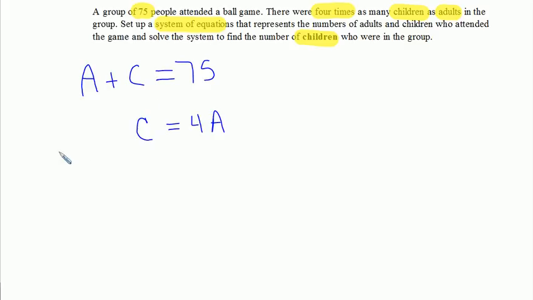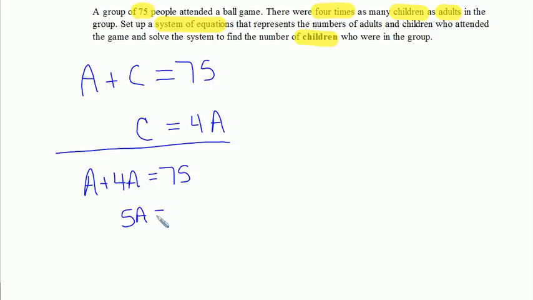So this works out. One of the easiest ways to solve this by hand is just to use substitution. C is equal to 4a, so let's go ahead and put 4a into this equation for C. So a plus 4a has to be 75. A plus 4a is 5a, has to be 75. And if we divide both sides by 5, a turns out to be 15. If there are 15 adults, there have to be 60 children, because 15 plus 60 would equal 75. And also 4 times 15 is 60.